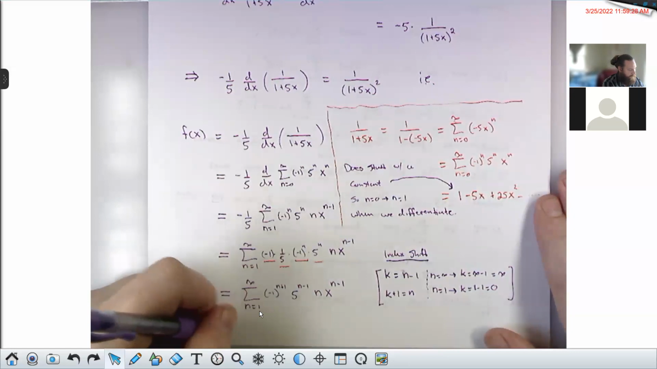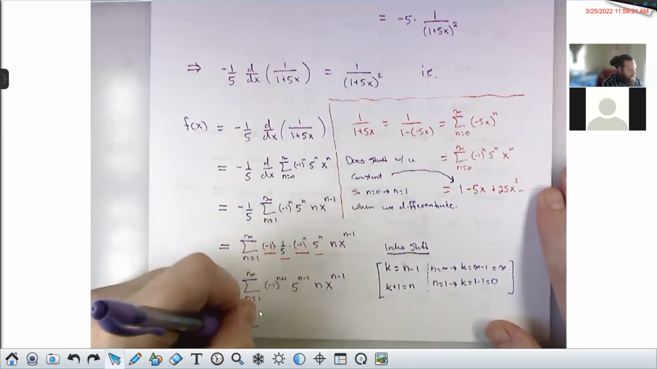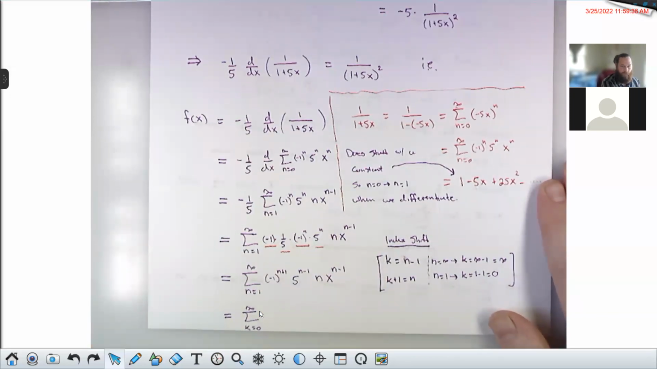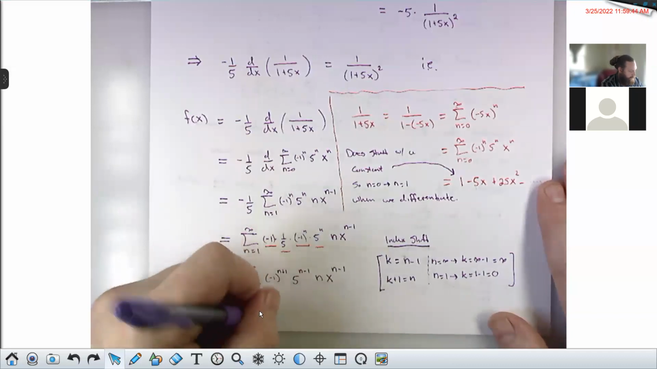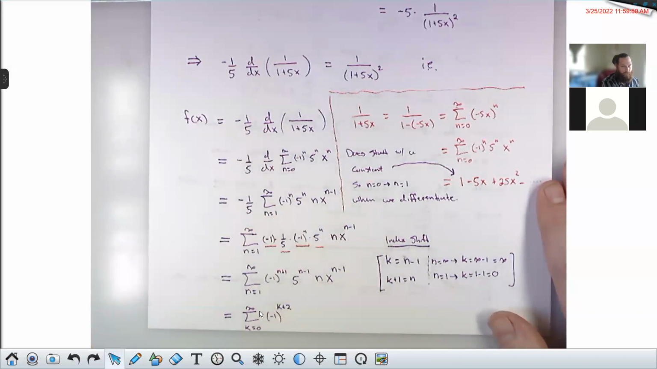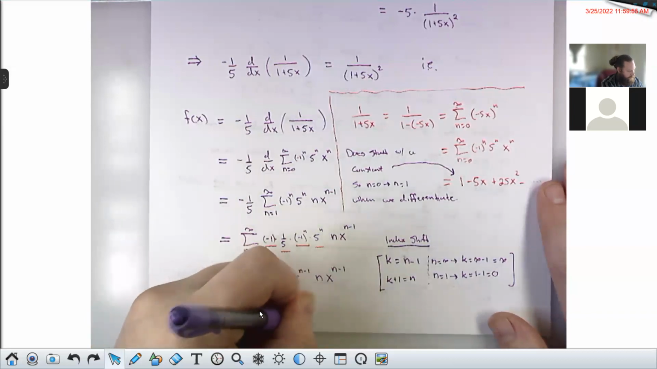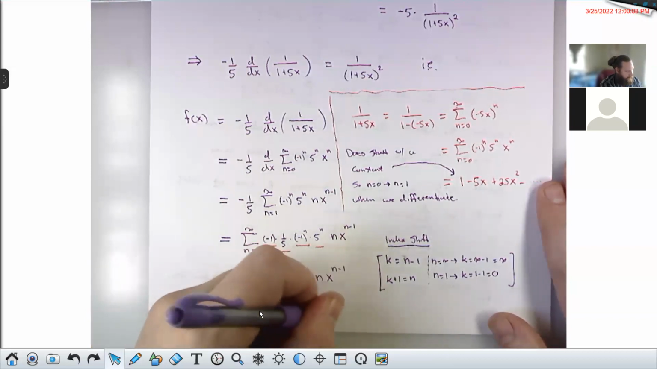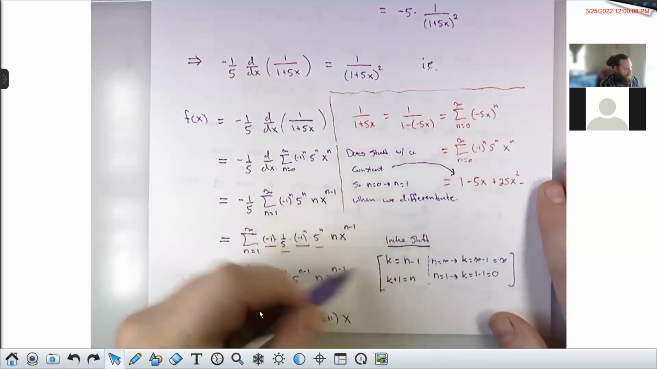So this new series would be sum k from 0 to infinity, negative 1 to the n plus 1. Well, n is k plus 1, so this would be negative 1 to the k plus 1 plus 1, which is k plus 2. 5 to the n minus 1, well, k is n minus 1, so that's 5 to the k. n is k plus 1, so this is going to be k plus 1 times x to the n minus 1, which is k.